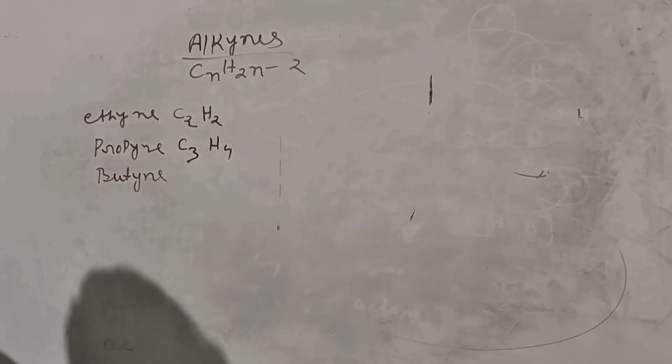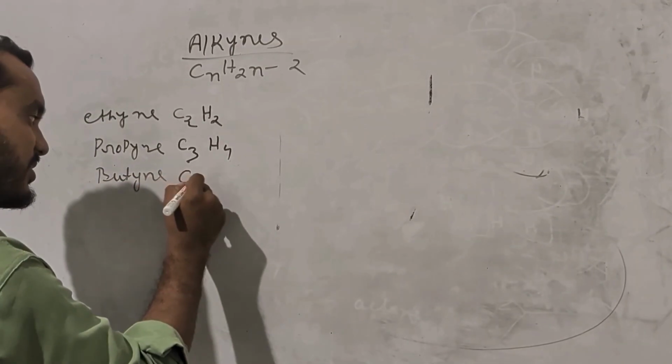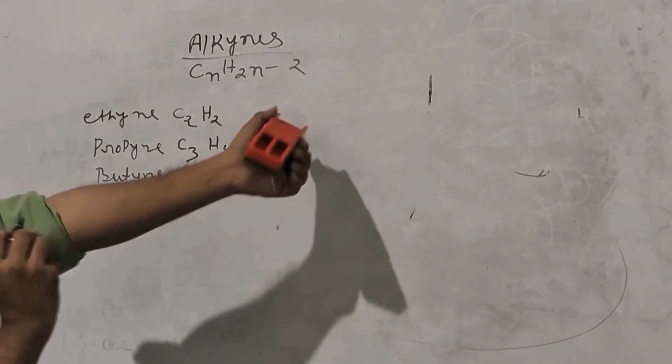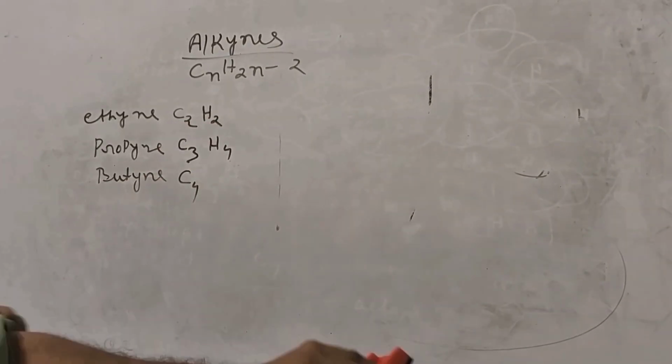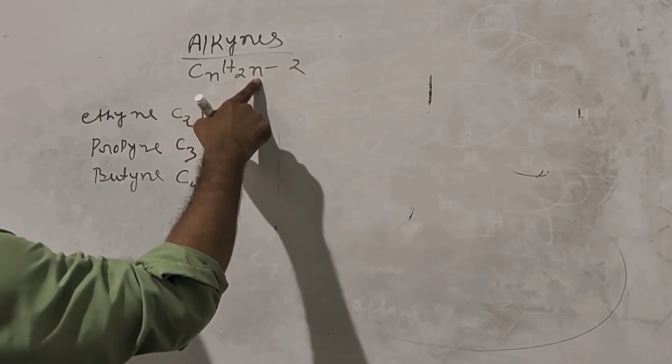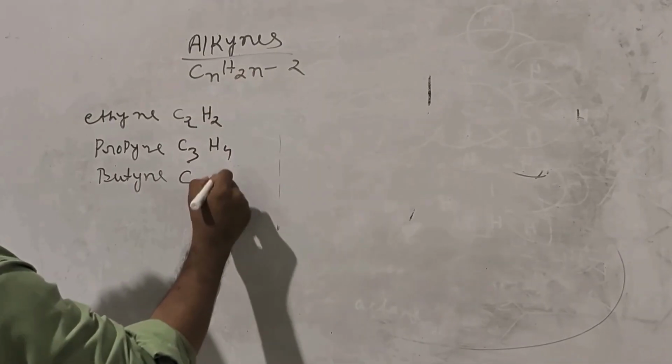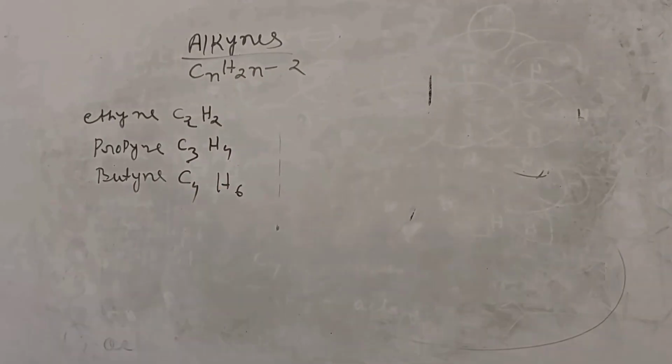How many carbon? 4 carbon. C4. You need to give 4 here. 4 times 2 is 8, 8 minus 2 is 6. This is the formula of butyne.